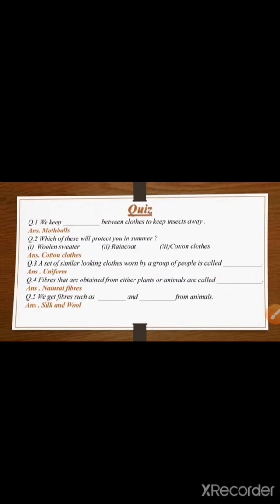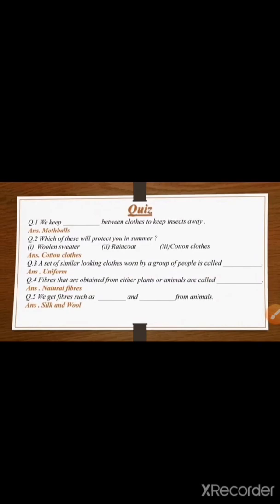We keep dash between clothes to keep insects away. So the answer is mothballs. Check your answer. Question number 2. Which of these will protect you in summer? Yes, the correct answer is cotton clothes. Check your answer. Question number 3. A set of similar looking clothes worn by a group of people is called uniform.